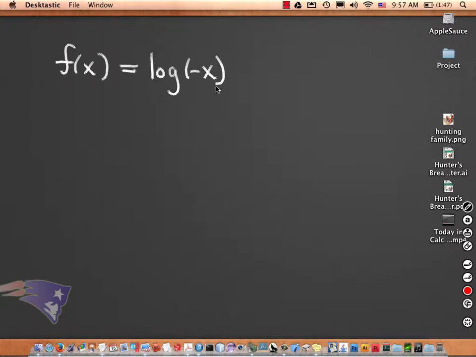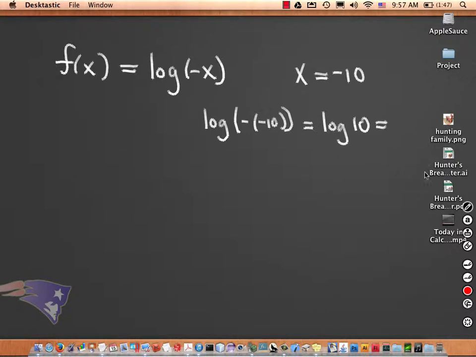Negative numbers, right? If I let x equal negative 10, then this becomes the logarithm of negative negative 10, which is 10. And what's the logarithm of 10? 1. Why? It's understood that if you don't have a base written, the base is 10.